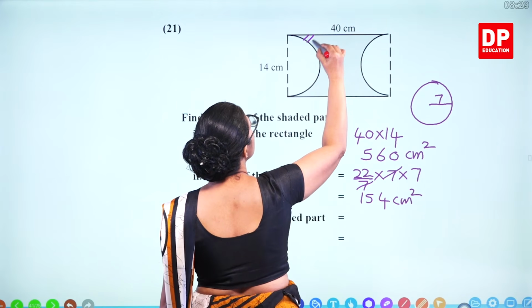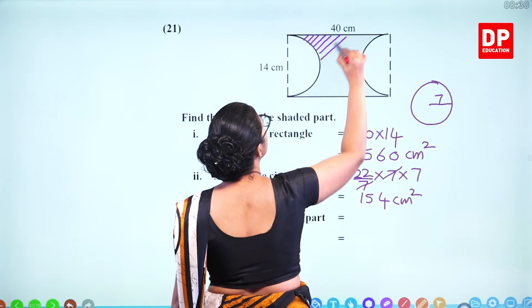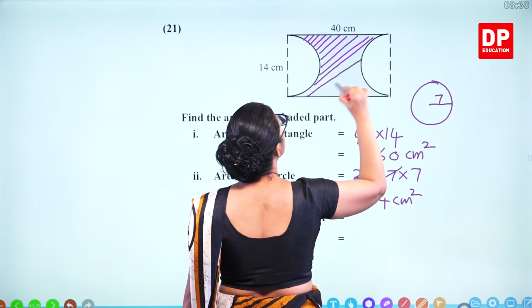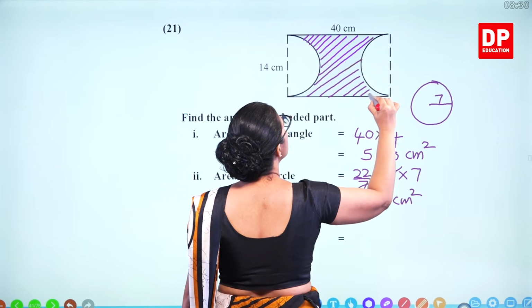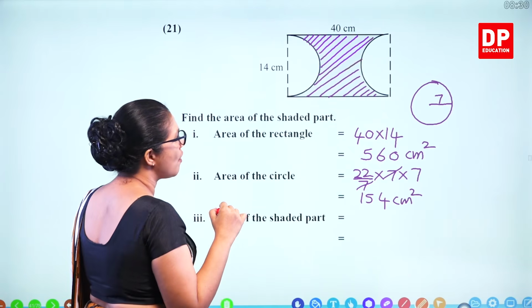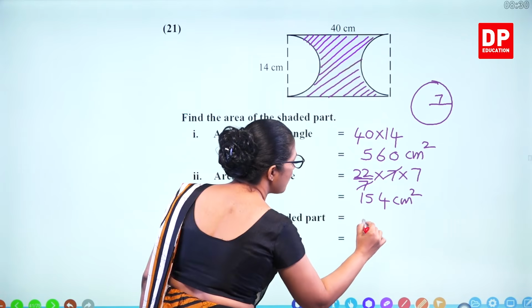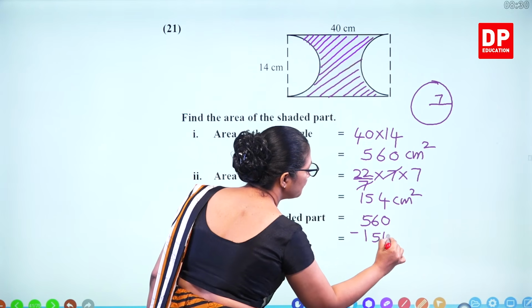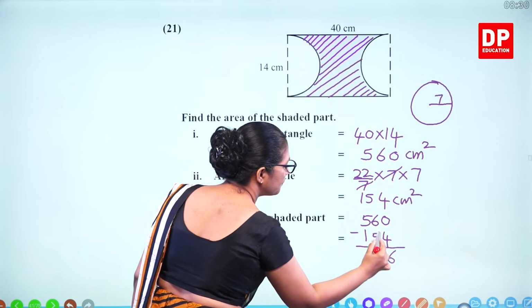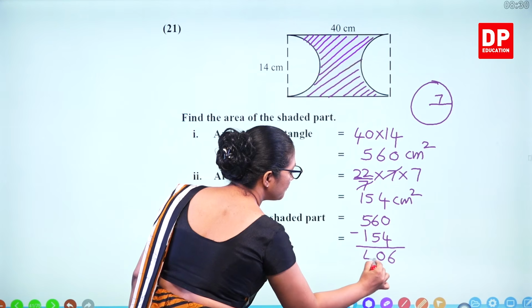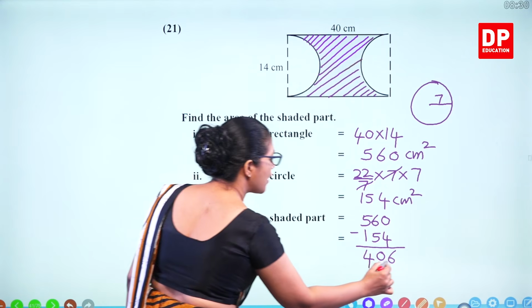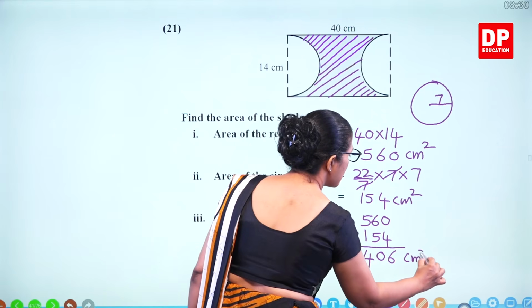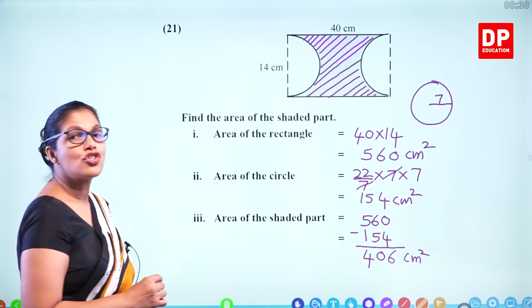Now we can find the area of the shaded part. That's this part. So how do we find out the area of the shaded part? Subtract 560 minus 154. So you get 406 square centimeters is the area of the shaded part.